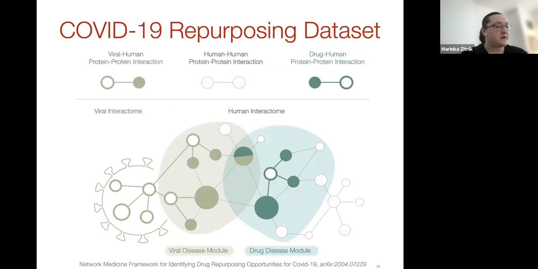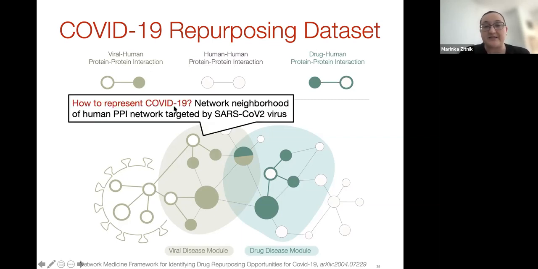So just to conclude here and briefly discuss results, using this algorithm GMeta and the power of few-shot learning for graphs, we then use it for the problem of repurposing on COVID-19, where the first question to ask was, well, how can we represent COVID-19? And we represented COVID-19 as the neighborhood of the human PPI network that is targeted by the virus.